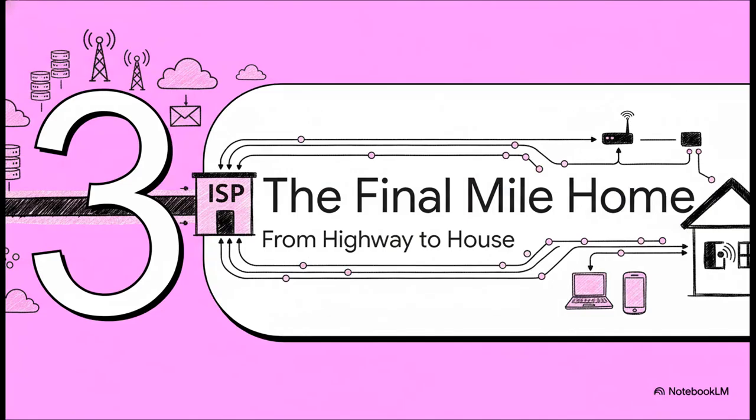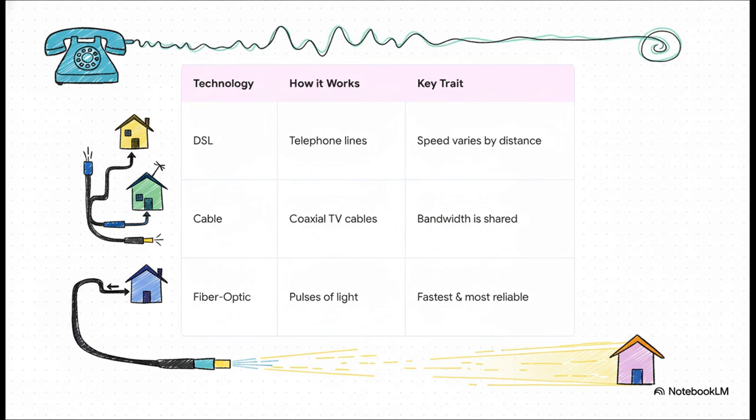All right, so the data has zoomed across the globe on the backbone and it's reached your local area, thanks to your ISP. But how does it make that final crucial journey into your house? This is what's known in the biz as the last mile. There are really three main ways this last mile trip happens. You've got DSL, which uses the old school telephone lines. Then there's cable, which uses the same coaxial cables as your TV service, but you're often sharing that connection with your neighbors. And then you have fiber optic, which is the current gold standard.